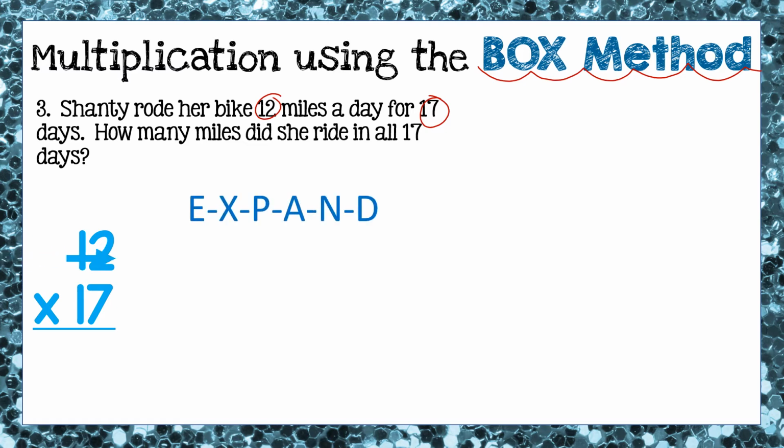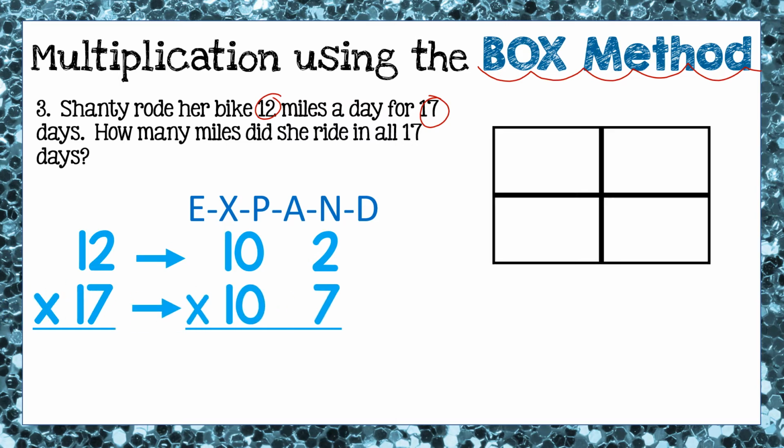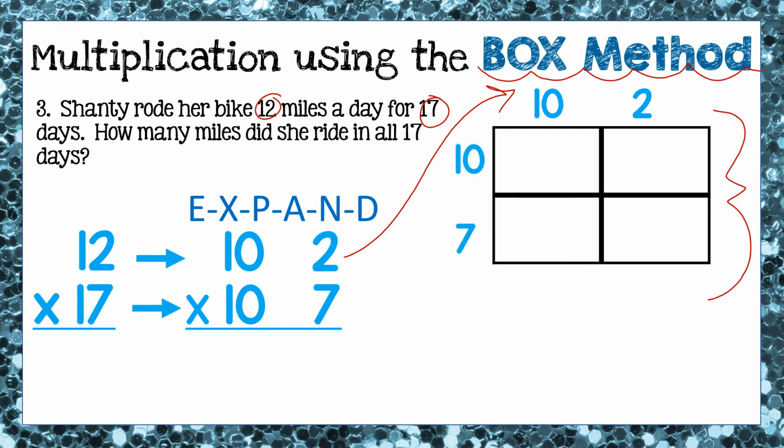I'm going to expand those numbers. 12 expands to 10 and 2. 17 expands to 10 and 7. And I'm going to set up my box. Now, this is an area model, but it also can be used for our box method. 10 and 2 will go at the top, and 10 and 7 will go on the left.